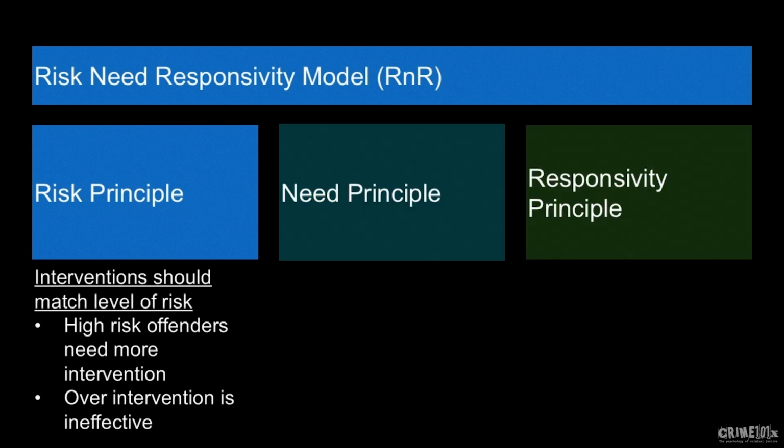The risk principle emphasizes that the intensity of a risk management plan should be proportional to the offender's level of risk. Essentially, this means that individuals who are at a higher risk of recidivism or violent behavior during their sentence require more intensive management. However, low-risk individuals should receive less intensive management, as over-intervening can actually increase risk.